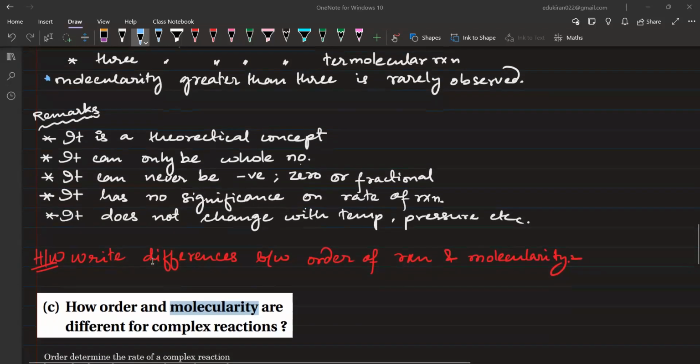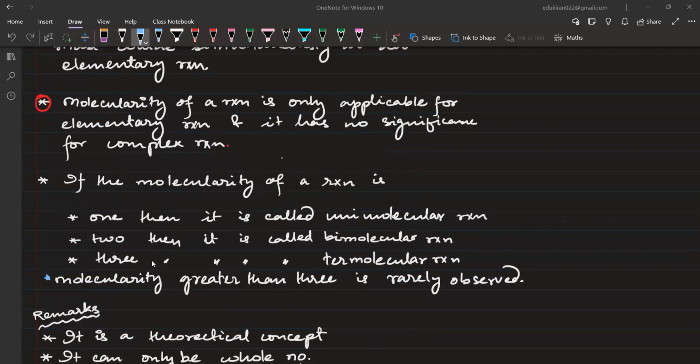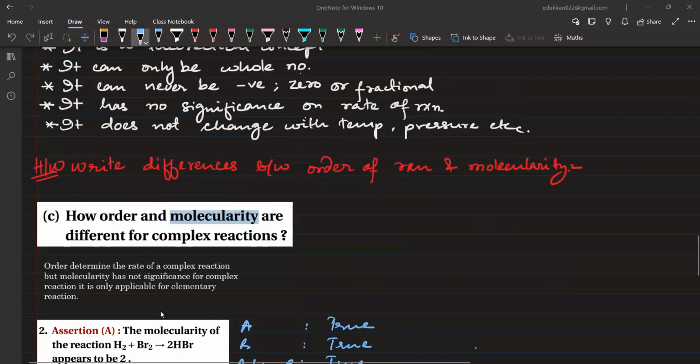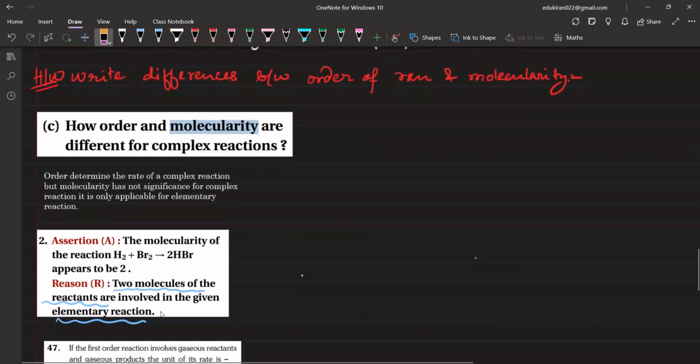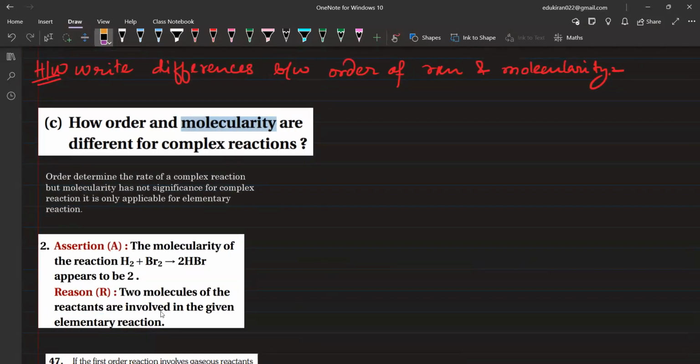Now this is a good question, whose answer we have also written: how order and molecularity are different for complex reactions. So the answer is: molecularity of a reaction is only applicable for elementary reactions. It has no significance for complex reactions. This was the answer in the CBSE marking scheme, right? So from there we have just written it, this is all you have to write, the order is determined experimentally. Okay. Let's go, now next you have an assertion-reason question. So, let's try this one.